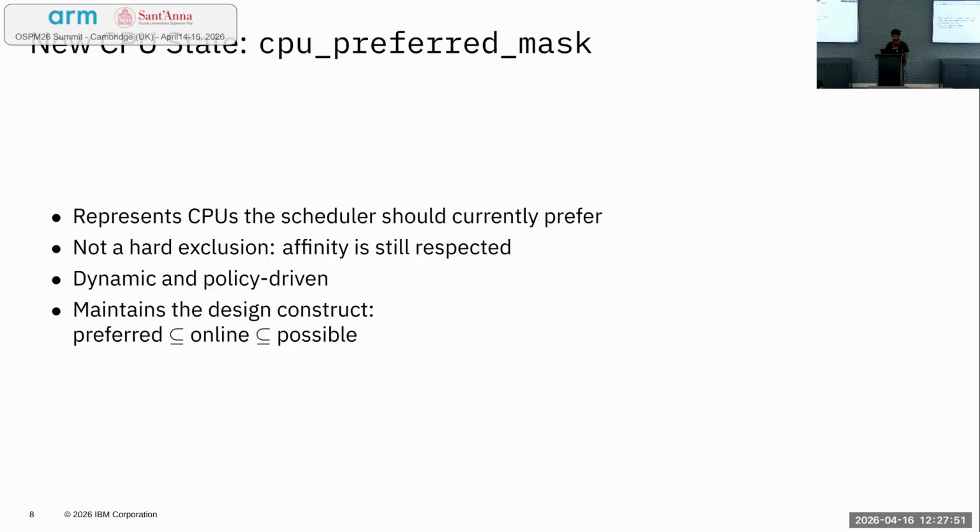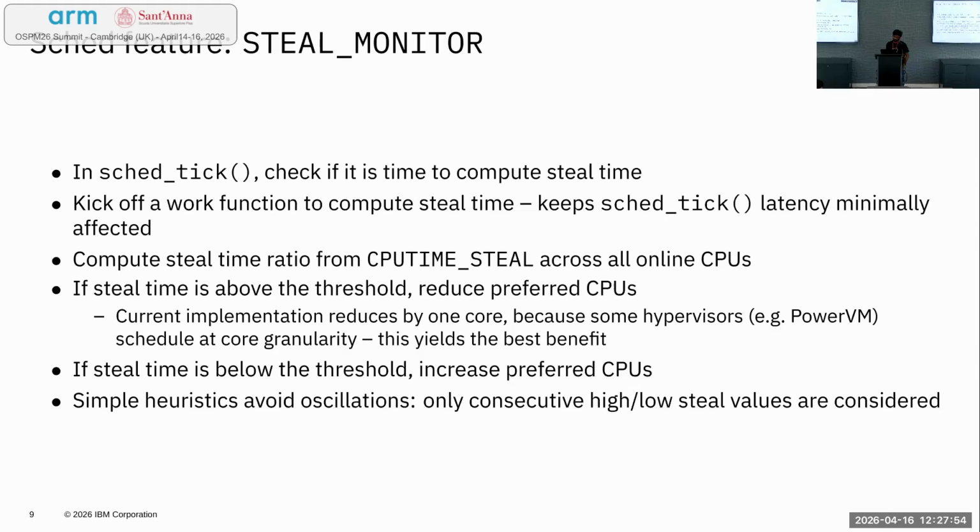Okay. Did I go fast? Okay. So we are introducing a new SCHED feature called Steal Monitor. It runs in tick and it computes the steal time periodically based on the threshold. It looks at the steal time across all the CPUs using the CPU stat called cputime steal. And it's based on a certain threshold. So doing this for all CPUs in the tick is a really bad idea. It's not in tick. It kicks off a work function and that work function does this.